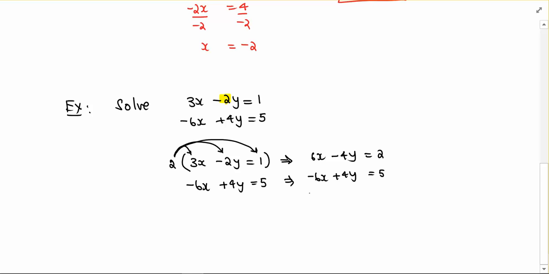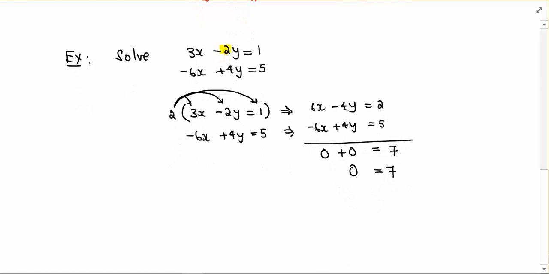And now I'm going to add them. So again, be true, meaning 6x minus 6x is 0. And minus 4y plus 4y is 0. And that's okay. So be brave. 2 plus 5 is 7. So what we end up with is 0 equals 7.